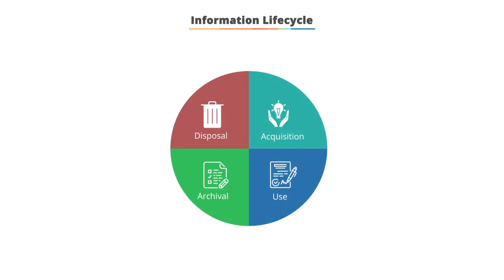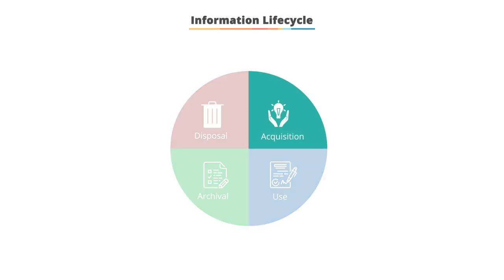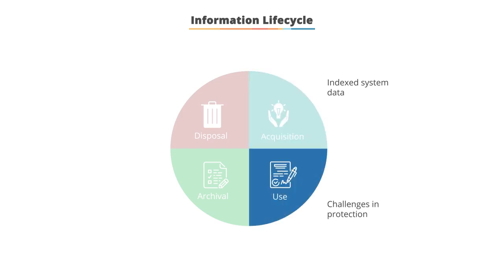Information life cycle. First, we acquire it. We copy or create. We get system data, and business process data are attached. Information is indexed. We deal with the use of the data. This presents the most challenge in protection.